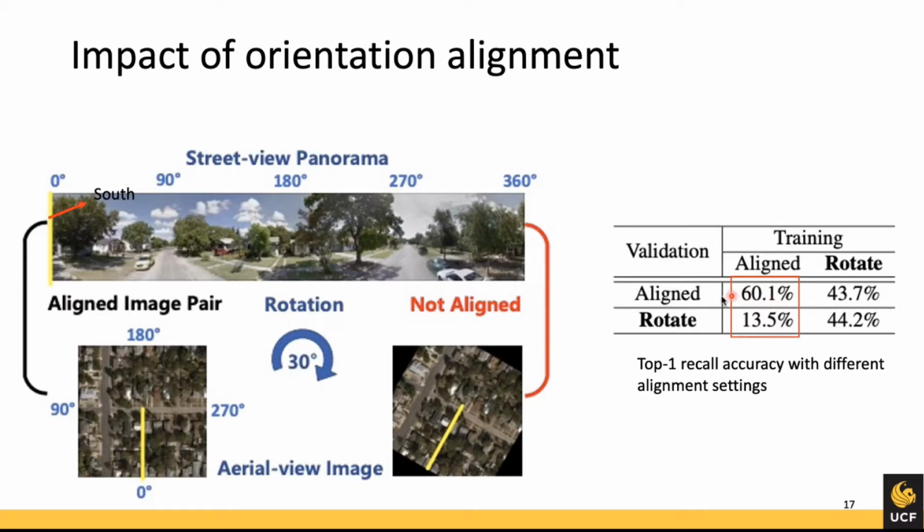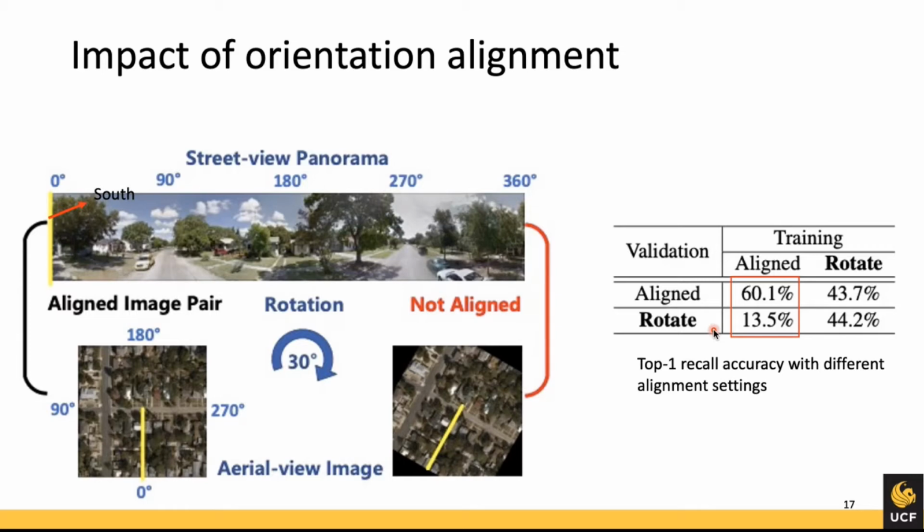But if we train the model using the aligned image pairs, but during testing or validation we randomly rotate the aerial image, as shown here, in this example I rotate clockwise 30 degrees. If we randomly rotate images for all the validation images to destroy this alignment information, you can see that the performance drops significantly, from 60% to only 13.5%. So there's a dramatic drop in retrieval performance.